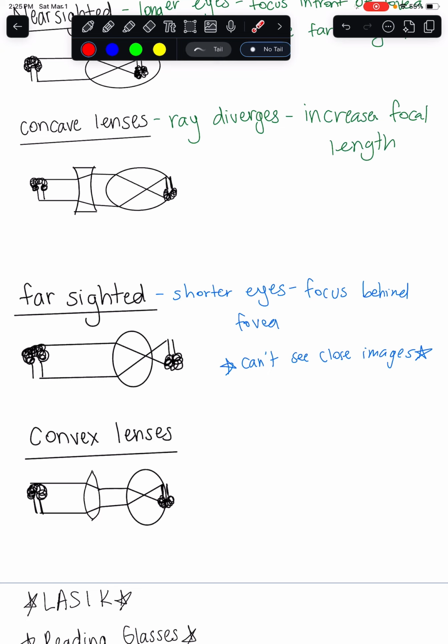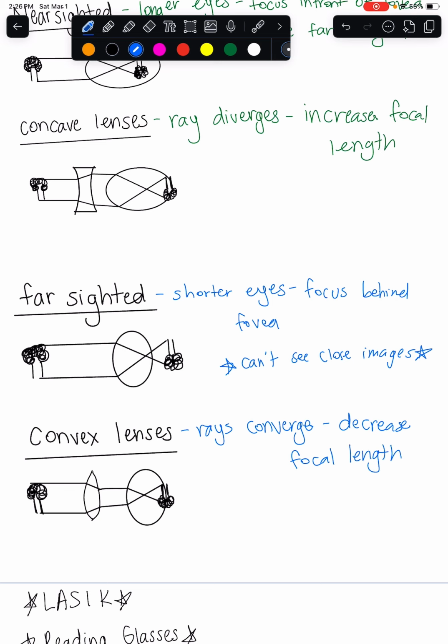And because of this shape, when the light rays come, it actually bends it in. So up here, concave, it bends them out. This one, it bends them inwards. So now we're entering at a smaller distance or smaller angle into our eye. And so it will focus closer to where our fovea is instead of behind it. So these ones, instead of rays diverging, we're going to say rays converge, so that we decrease the focal length.